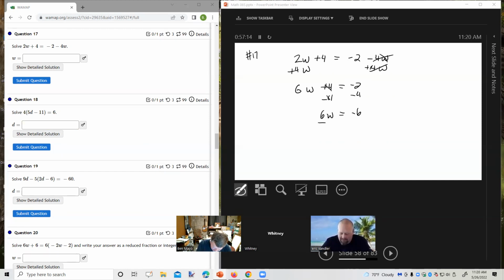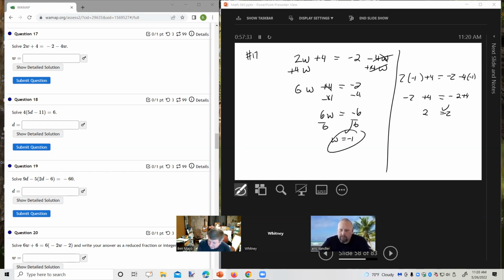So now we'll divide by 6, w equals negative 1. Now let's check our work. 2 times negative 1 plus 4 equals negative 2 minus 4 times negative 1. Negative 2 plus 4, 2 equals negative 2 plus 4, 2 equals 2. It checks. All right. So I'm going to stop there. We'll pick up with problem number 18 tomorrow. So objective or outcome number 3, 18 is where we'll start. I'm going to go ahead and stop the recording.